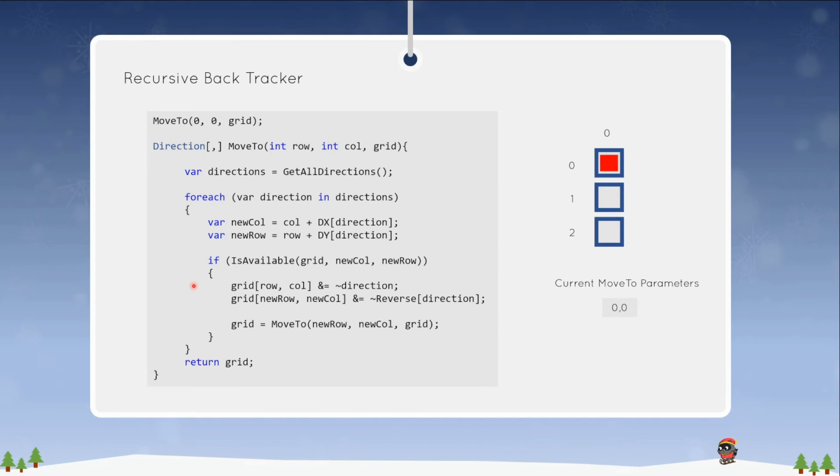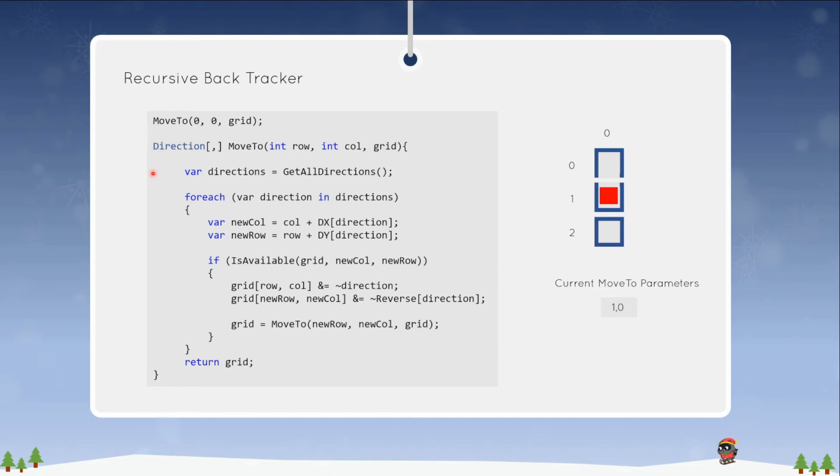So like previously, we then break our walls through. Now the key difference here is that we don't add that to a tracking list and loop again. We actually use the call stack to do the tracking. So we call this same method again, move to, but this time we're putting in the new row and new column. So we've now moved to that new cell.